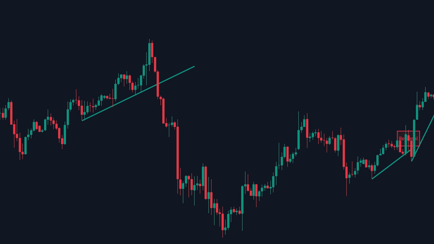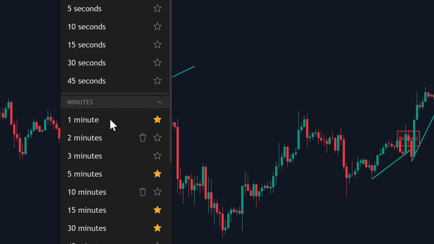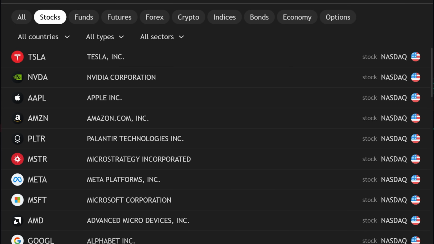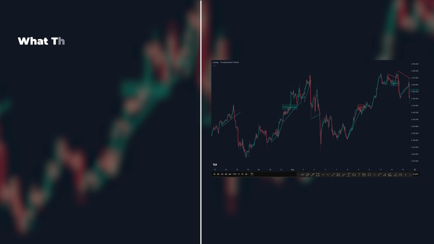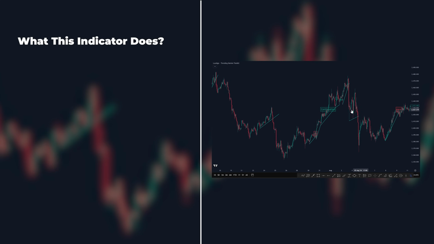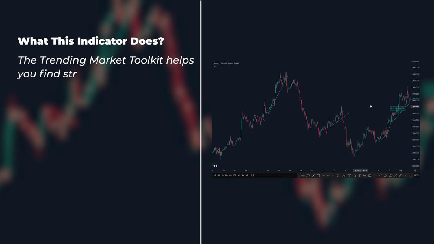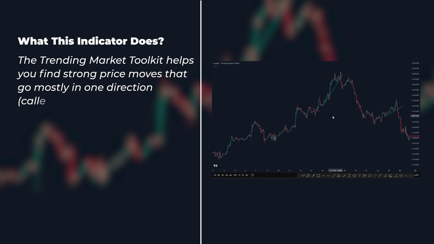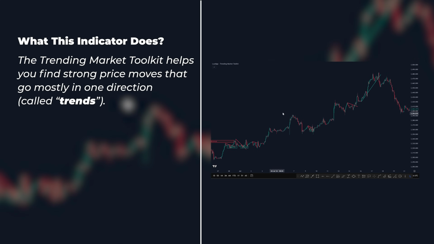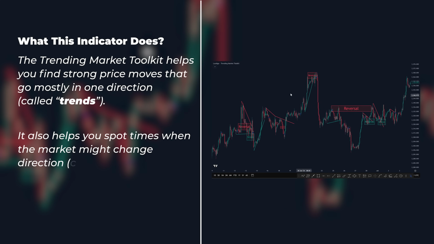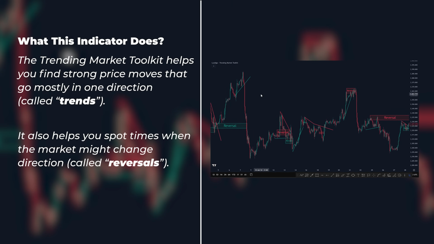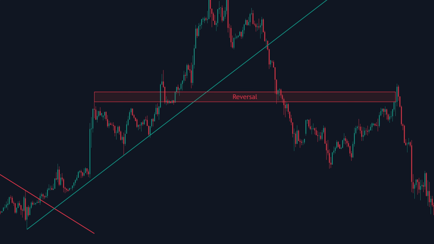One good thing about this indicator is that it works on any time frame of your choice. It can also be used to detect trades in crypto, stocks, or Forex. What this indicator does: the Trending Market Toolkit helps you find strong price moves that go mostly in one direction, called trends. It also helps you spot times when the market might change direction, called reversals. Let's break down what you might see on your chart once the toolkit is added.